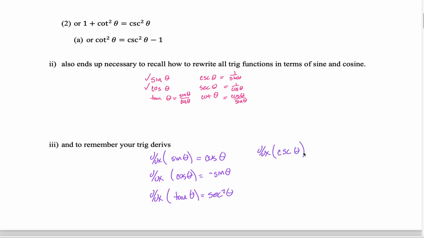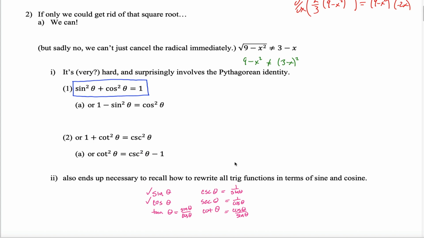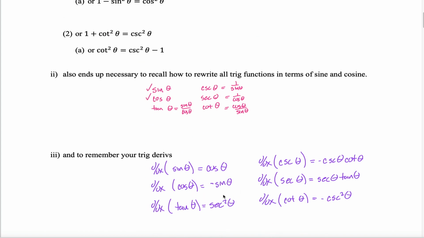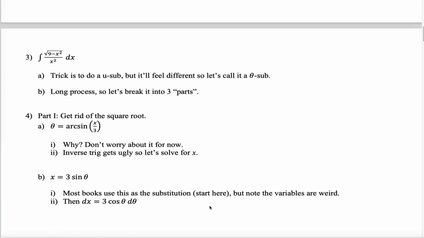The derivative of cosecant of theta is equal to negative cosecant of theta times cotangent of theta. The derivative of secant of theta is equal to secant of theta times tangent of theta. And finally, the derivative of cotangent of theta is equal to negative cosecant squared theta. For the rest of this video, I'm going to assume that you're comfortable with the Pythagorean identity and the stuff in pink and purple here. With all of that prerequisite knowledge, I can finally show you how to do trig substitutions.